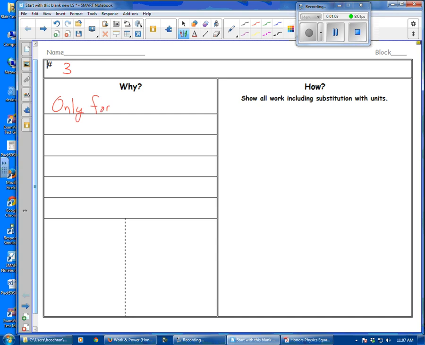only force in the direction of motion creates work. That's kind of the key here.